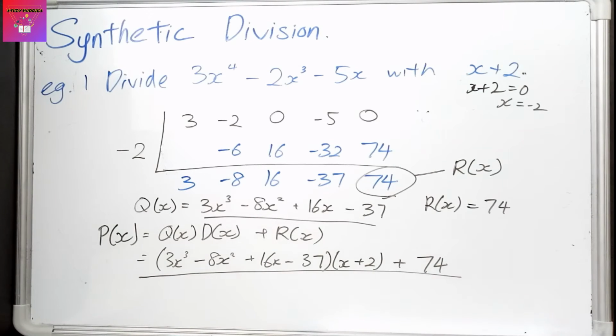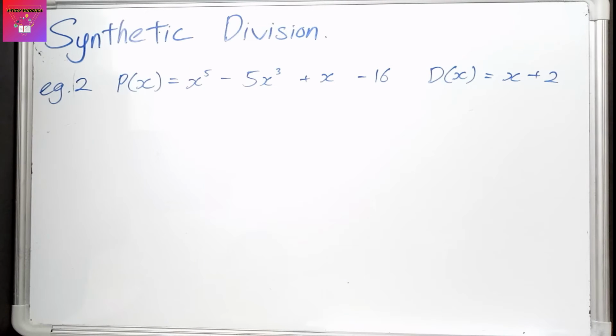So this whole thing is going to be the answer for this question, and to be honest, this is much easier compared to the method where we have to do normal division, which has more chances of careless mistakes. So now let us look at our second example.